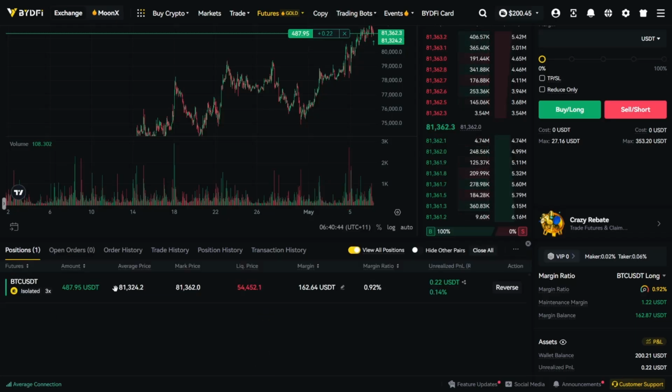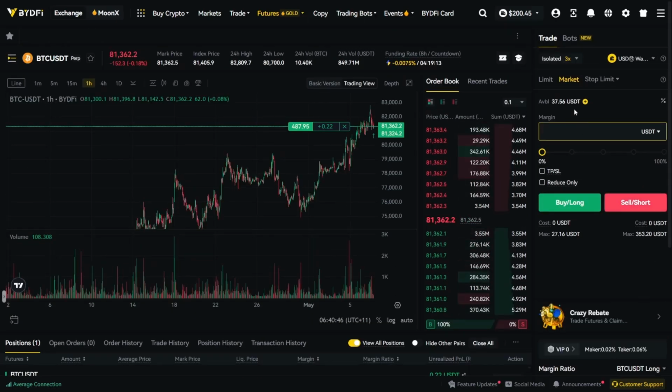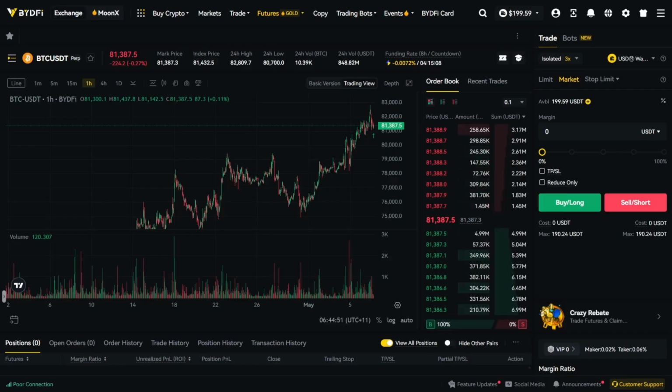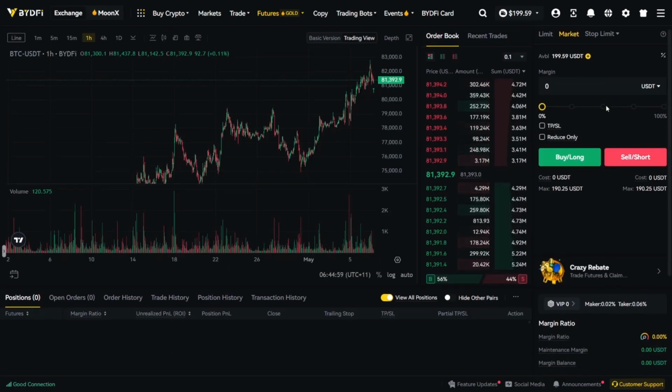And finally, to close our position, we can do so in the order section. We are doing a market sell of our whole position, and we are going to sell. We can see our full position was closed as we have no positions down here, and we have about 199.59 USDT available. This means we lost about 90 cents on the trade, and that can come from some price movement and also trading fees. And that's it for this futures trading tutorial on BYDFi.